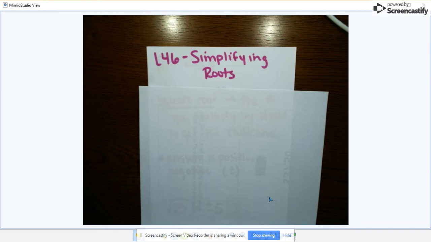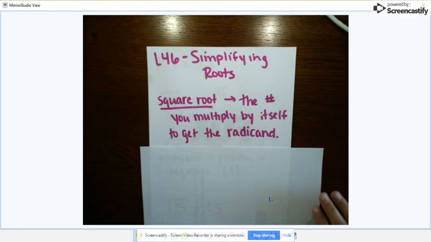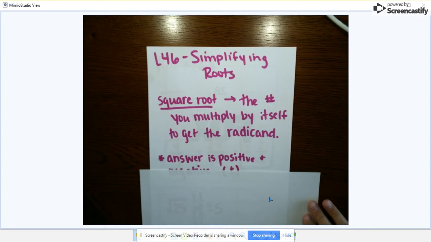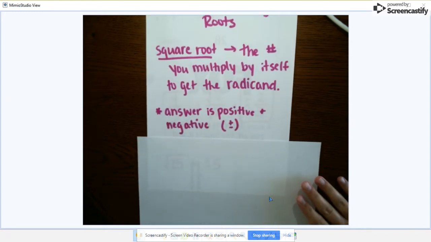Hey class, today we're going to look at simplifying square roots and then higher order roots as well. So quick reminder, a square root is when you have a number that you multiply times itself, and that gives you the radicand, so the number inside the square root. And just a note that a lot of people forget about or don't know, our answer can be positive or negative when we take the square root of something.